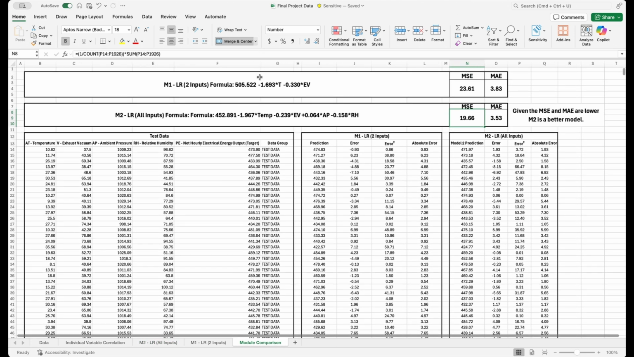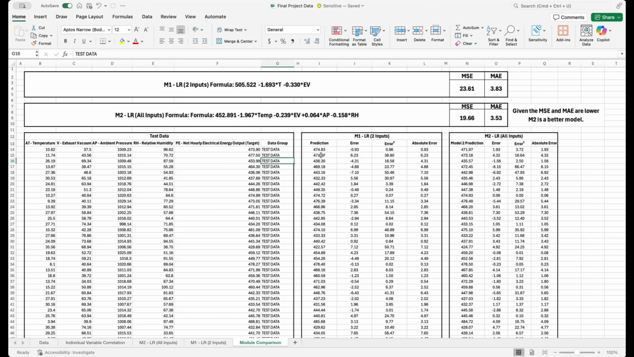So I took the two models, took our test data that we had back on the original sheet that we split out, the 20% that we didn't use to train any of our models, and measured what the actual prediction would be based on the first model with two inputs and the second model with all four inputs. And then I measured our error, error squared, and absolute error to try to determine how these models are performing.